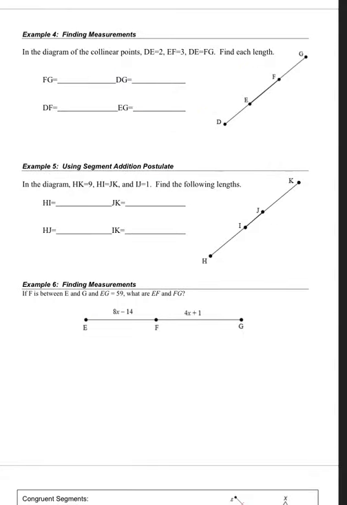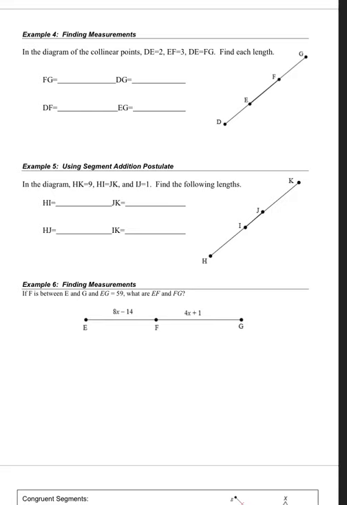All right, now let's look at example 4. So it says in the diagram of collinear points, so we know collinear means they're on the same line. It says DE is 2, EF is 3, DE and FG are the same number. Find the length of each piece. So geometry is very visual, and that's what you're going to find as we go through these lessons.